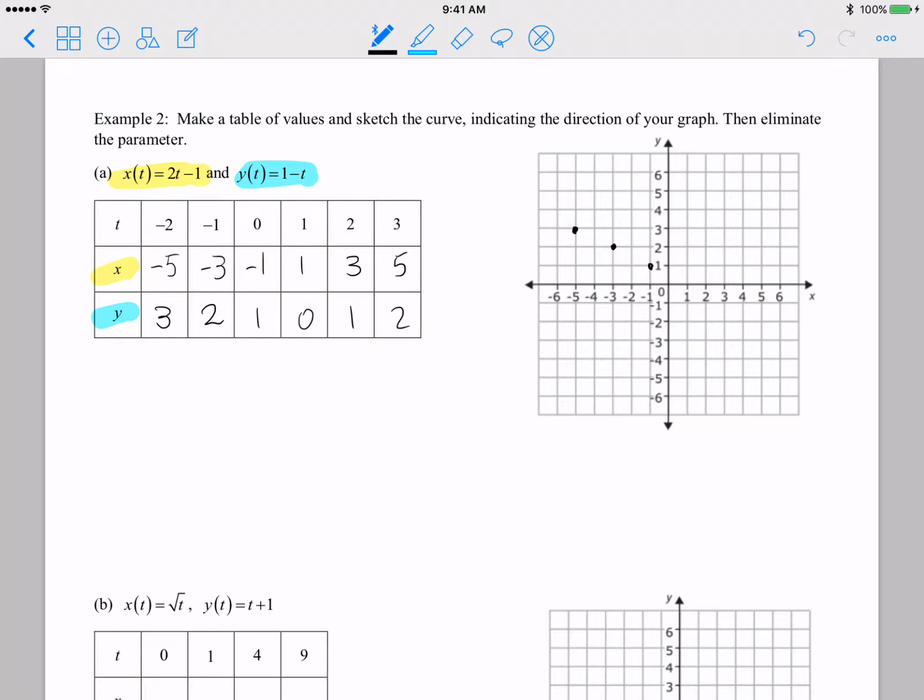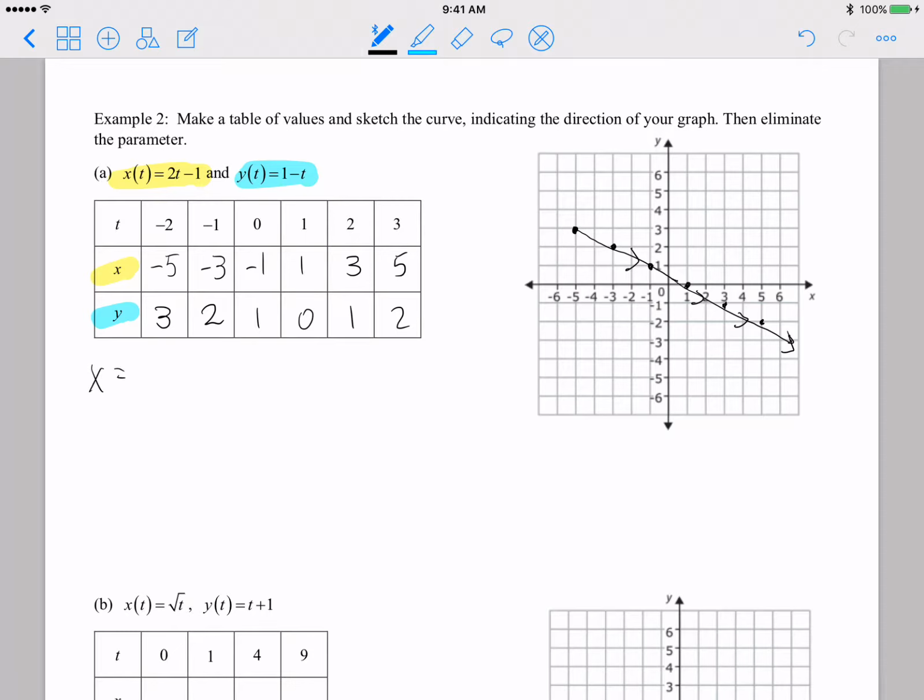And if I plot those ordered pairs, then my graph is going to look something like this. Notice that this is a linear function that starts at the point (-5, 3) and goes through those points as best I can. And it goes in this direction. I'm going to draw these arrows on the graph to indicate which direction the graph is going. Now I'm going to show you how to eliminate the parameter.